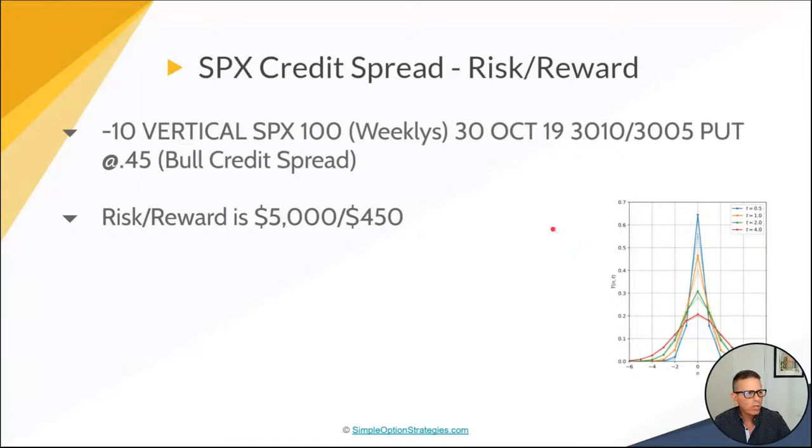Okay, and that's why it's called a 5 wide. So you multiply that 5 times 10, and that's your risk. That's basically your risk on this trade. And because we sold it at $450 or 45 cents, we received that credit. This is basically the most that you'll make on this trade, right?